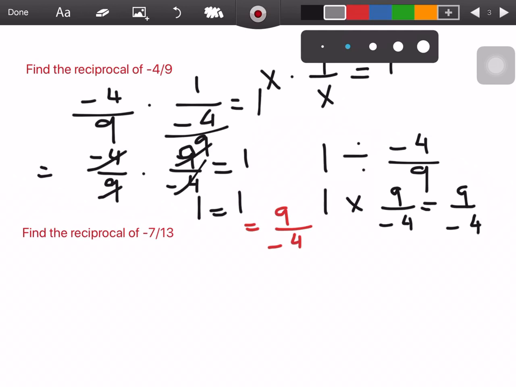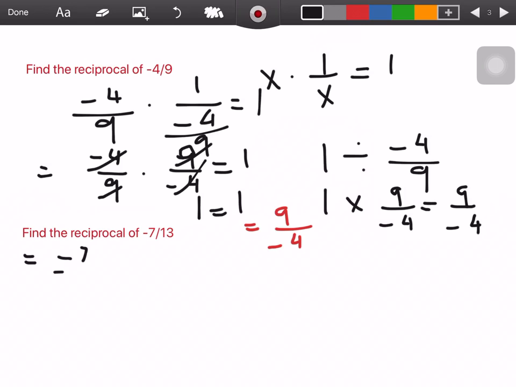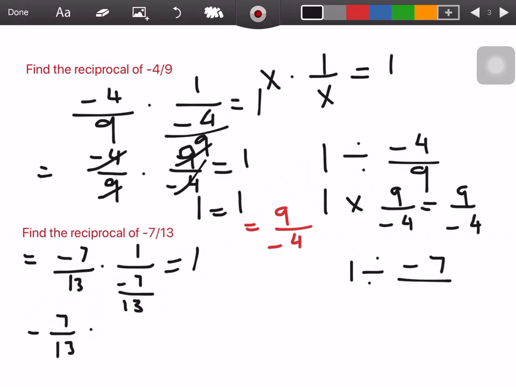Okay, let's move on. Find the reciprocal of negative 7 over 13. Using the formula, negative 7 over 13 times 1 over negative 7 over 13 is equal to 1. Same exact thing. We're going to rewrite this: 1 divided by negative 7 over 13. Now we're going to multiply it, so we flip it around. Make sure to flip it. This will go to the top and this will go to the bottom.